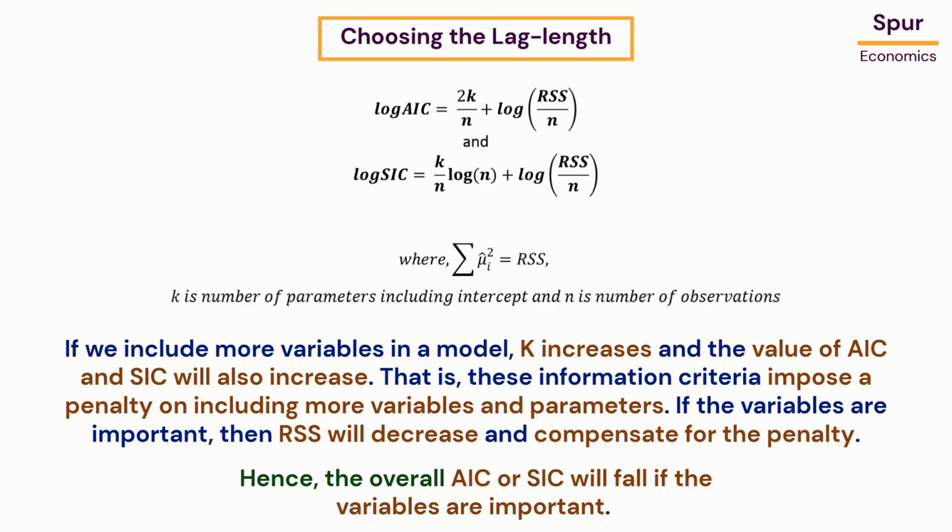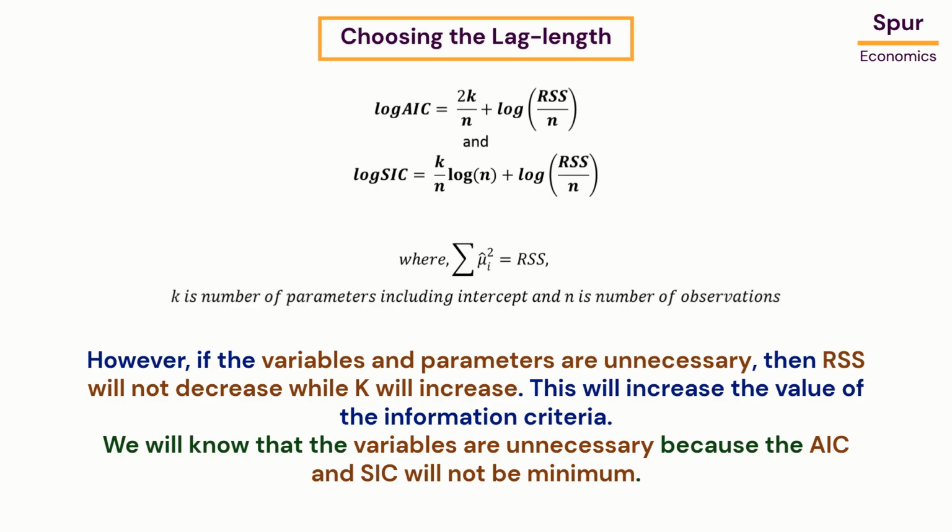That is, these information criteria impose a penalty on including more variables and parameters. If the variables are important, then RSS will decrease and compensate for the penalty. Hence, the overall AIC or SIC will fall if the variables are important. However, if the variables and parameters are unnecessary, then RSS will not decrease while K will increase. This will increase the value of the information criteria. We will know that the variables are unnecessary because the AIC and SIC will not be minimum.